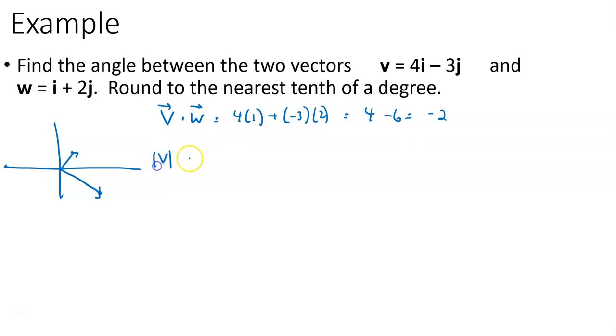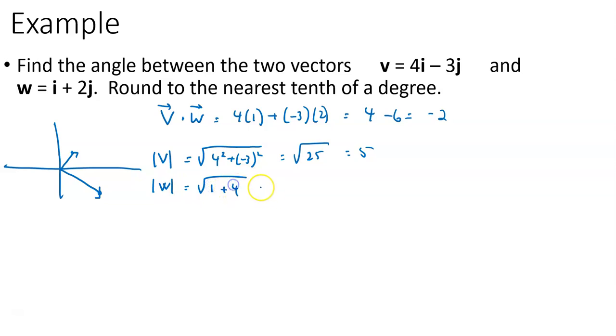Magnitude of vector v is going to be the square root of 4 squared plus negative 3 squared. 16 plus 9 gives me 25. Square root of 25 is 5. For w, I get the square root of 1 plus 4, which is square root of 5.